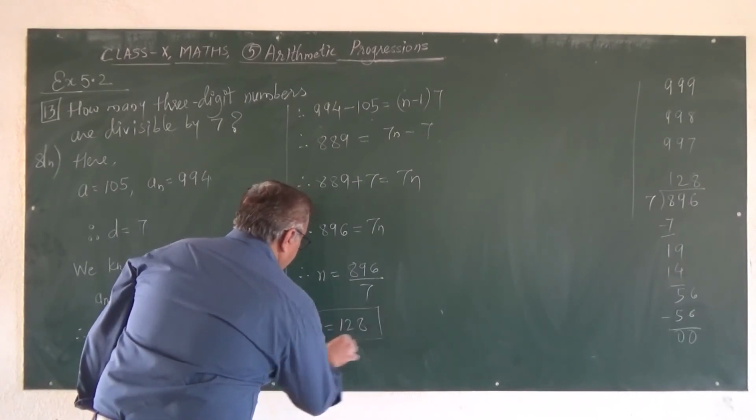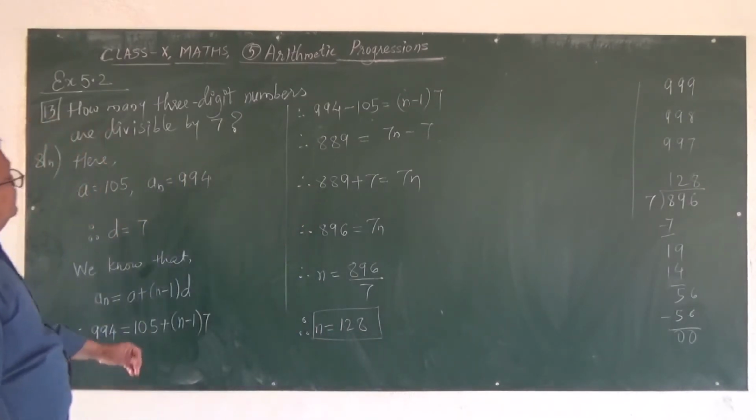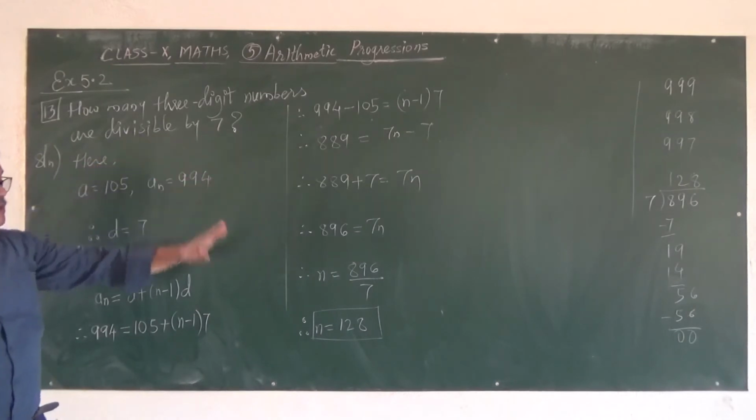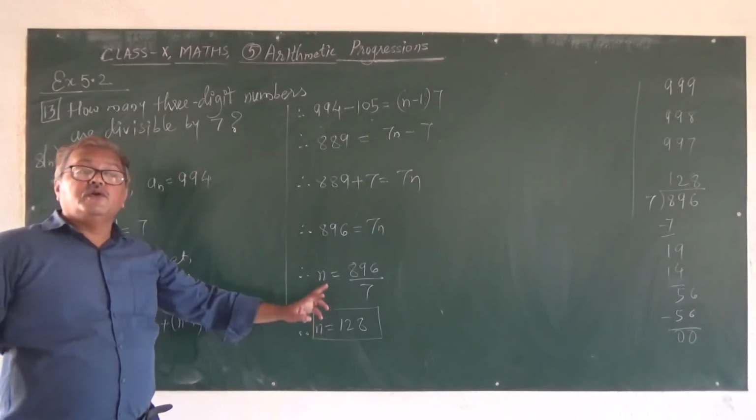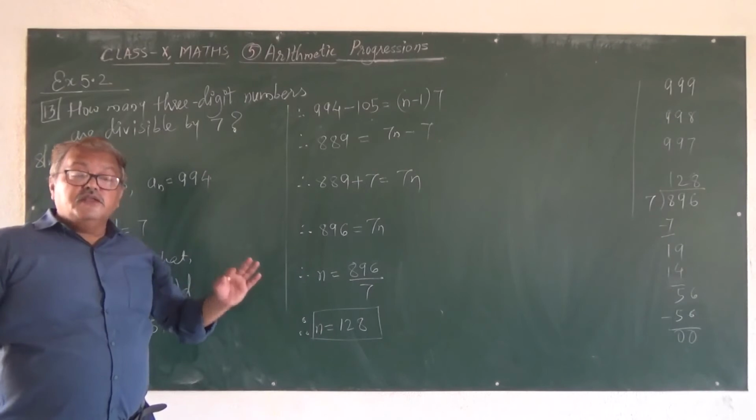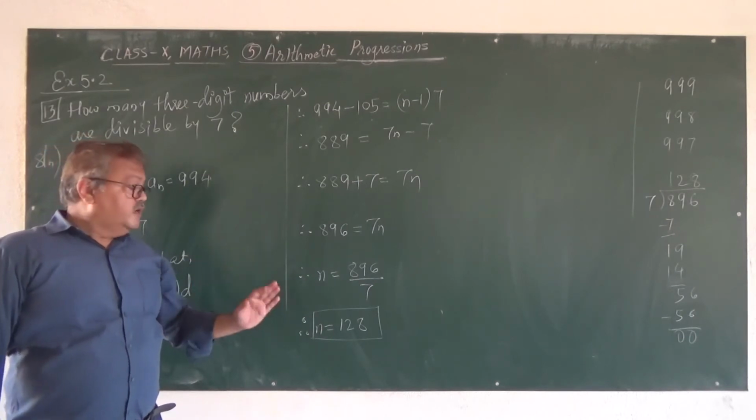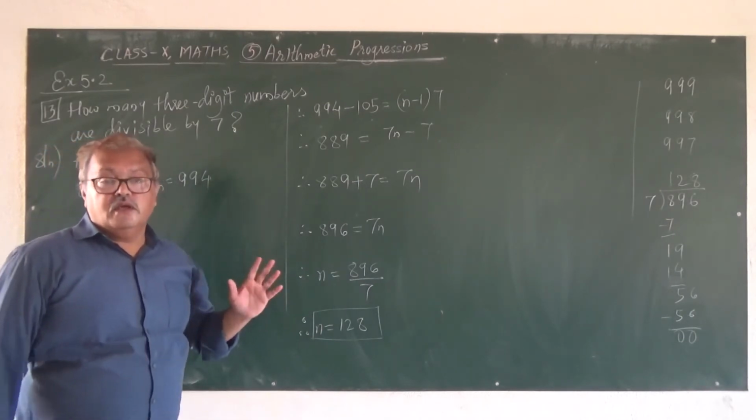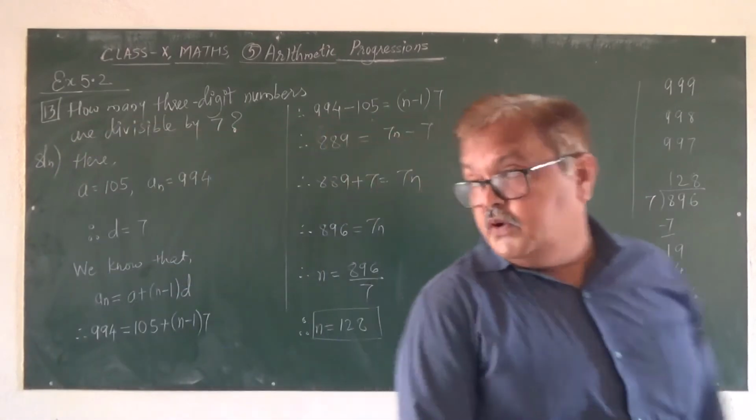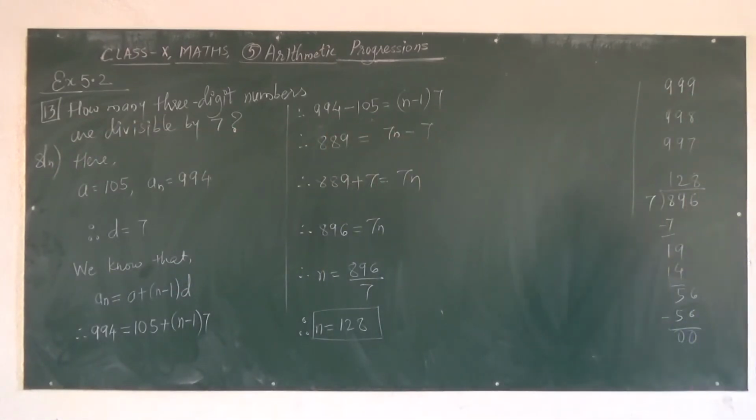So how many 3-digit numbers are divisible by 7? You can say there are 128 3-digit numbers which are divisible by 7. Hope you have understood this sum.